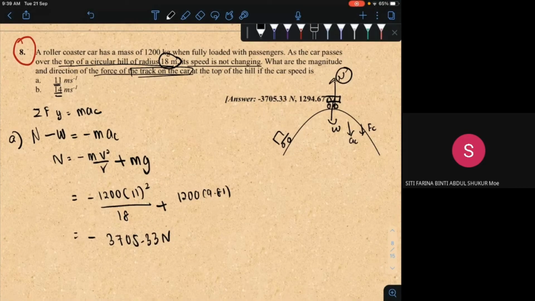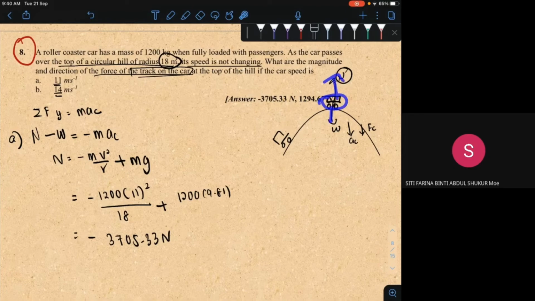Alright, so kenapa kita boleh dapat jawapan negatif dekat sini? Direction. Sebab direction, okay. Memang betul sebab direction dekat sini. Walaupun kita dah consider direction kita tadi ke atas, sebab kita tahu secara logiknya bila dia berada dekat atas, normal dia akan ke atas, weight dia ke bawah.